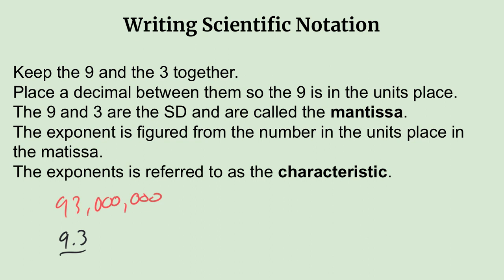And then we'll write the rest of this that comes after the decimal point as multiplying by 10 to the 7th, because there were 1, 2, 3, 4, 5, 6, 7 place values to put that decimal between the 9 and the 3. The exponent is referred to as the characteristic.